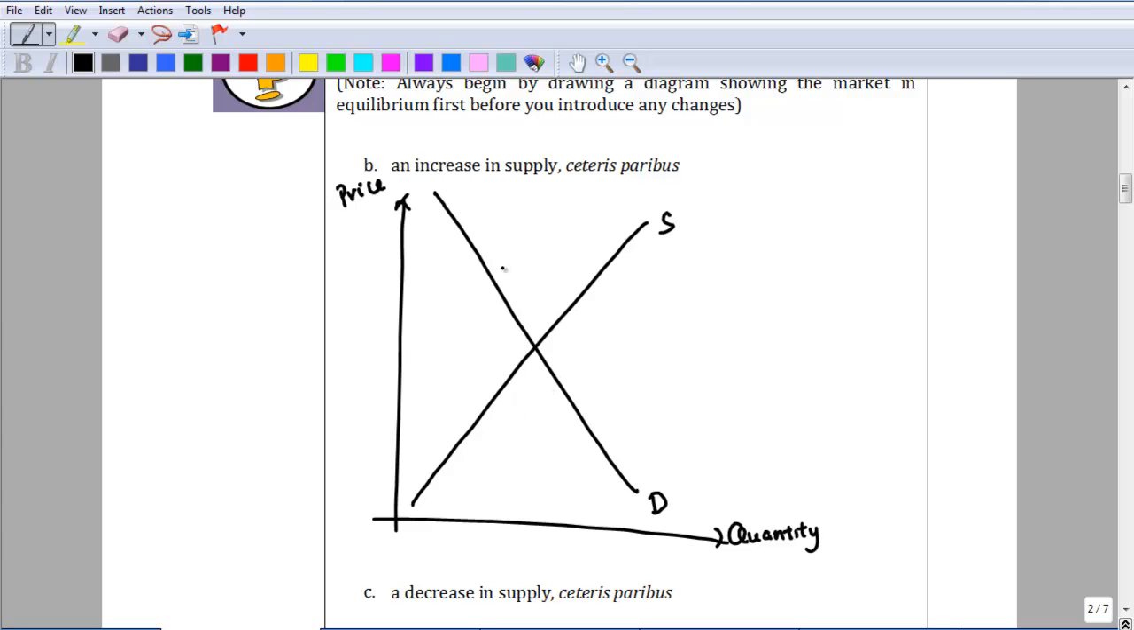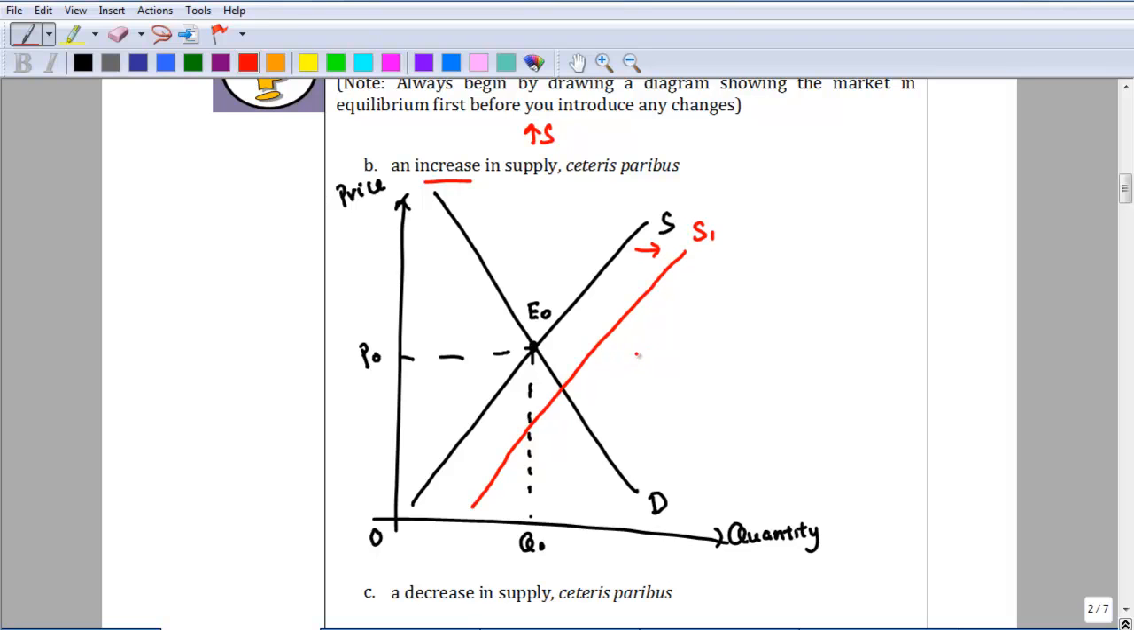The point at which these 2 curves intersect will be our market equilibrium point. We will label that as E0. P0 will be our market equilibrium price, Q0 our market equilibrium quantity. For this case, there is an increase in supply. So when there is an increase in supply, your supply curve will shift to the right, from S to S1.